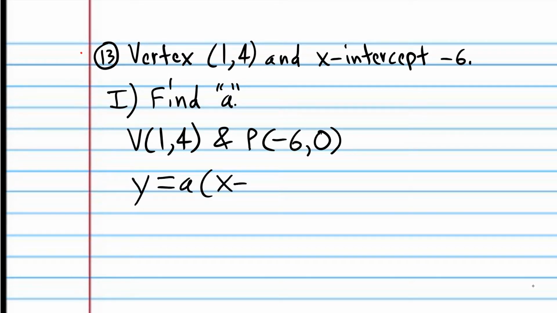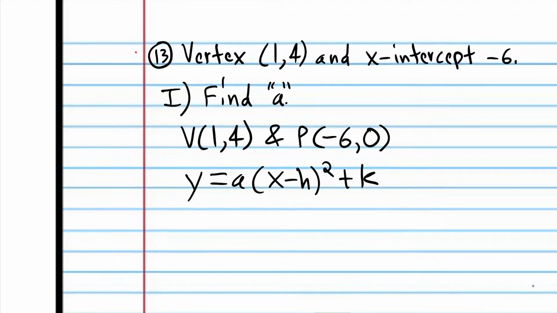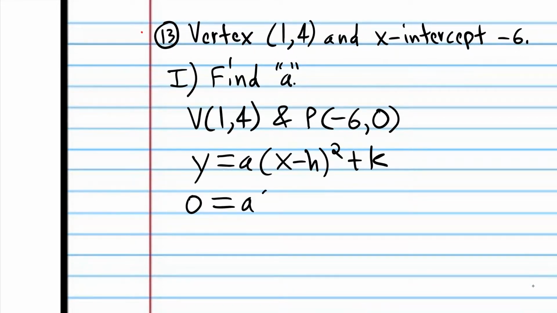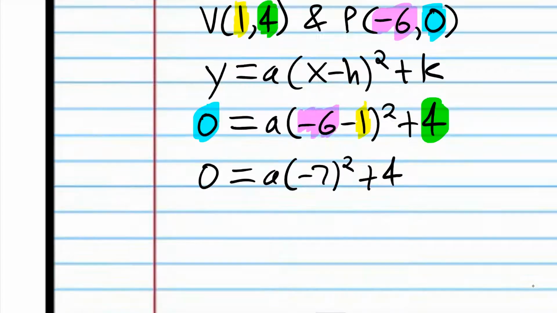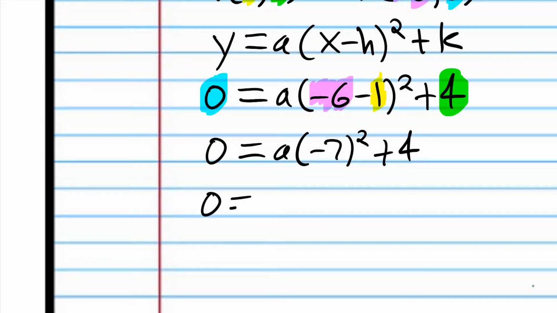So now we've got the vertex and our point. And for y, we're going to plug in the y value of our point, and for x, we're going to plug in the x value of our point, and h is the x value of the vertex, and k is the y value of the vertex, and I'm going to color those in. And then we just have to solve for a. -6 minus 1 is -7, and -7 squared is +49.